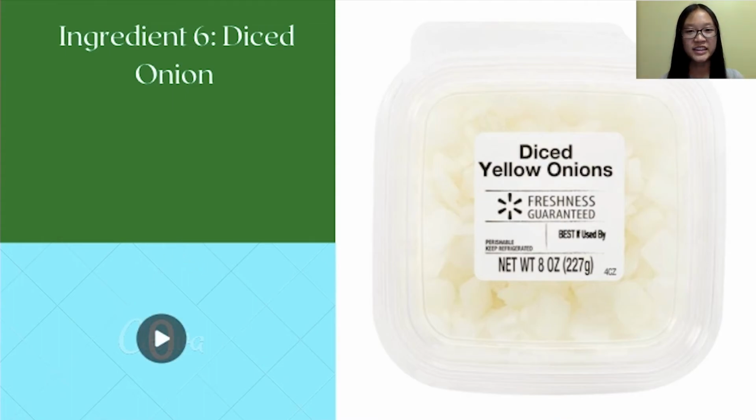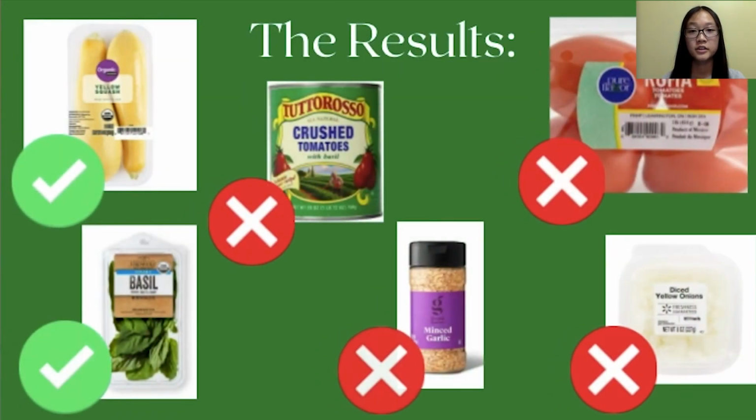Alright, now let's see how you did. So the ingredients that would most likely have had the least environmental impact are both the squash and the basil because they are organic. The crushed tomatoes simply said all natural, which doesn't mean any positive environmental consideration. And then the other ingredients had nothing listed on their packaging that would indicate organic or even non-GMO status, so we should just leave them on the shelf.